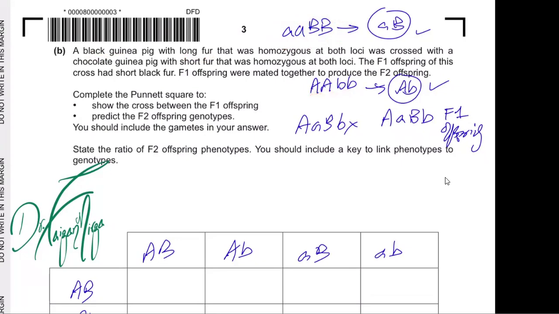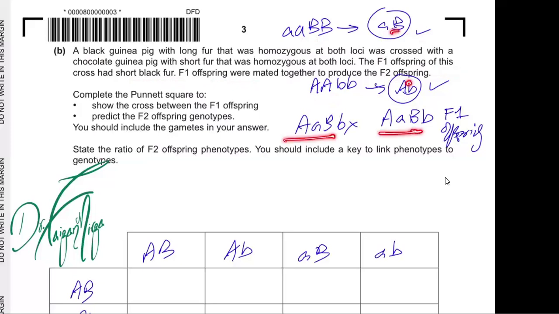And when they form the gametes, we know that the gametes will have one letter of each. So we put the letters together in the circle. So these are the two gametes that they will form. The F1 offspring of the cross had short fur. F1 offspring were mated together to produce the F2 offspring. So when you cross them together, these are the offspring that you get.